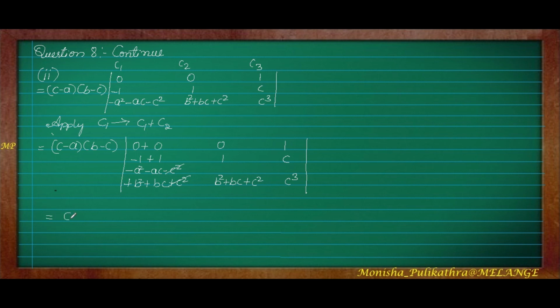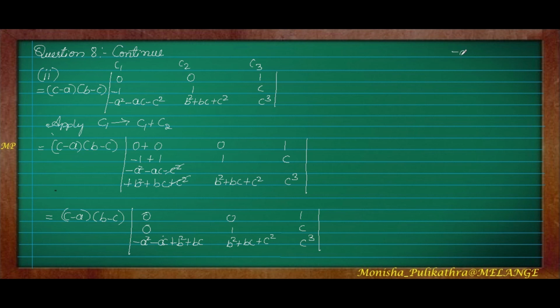Here minus C square and plus C square get cancelled. So the remaining will be C minus A and B minus C. Here 0 plus 0 is 0, minus 1 plus 1 will be 0. And here the remaining is minus A square minus AC plus B square plus BC. This is remaining, then 0, 1, B square plus BC plus C square. Next 1, C, C cube. Okay, so let us continue here. This element I will be simplifying, and after simplifying, I will be writing it inside the determinant directly.